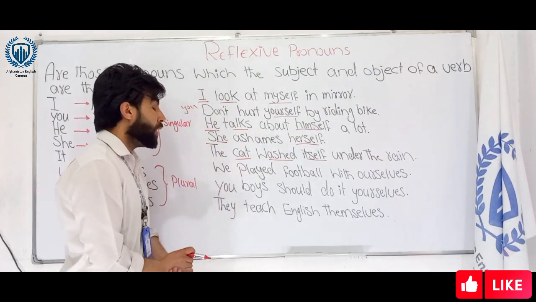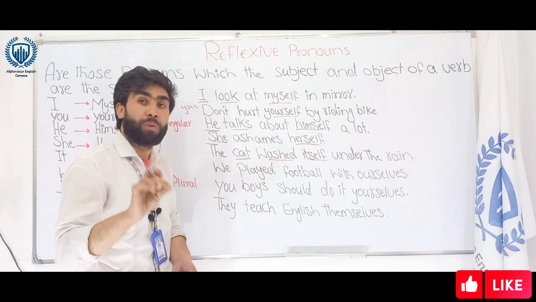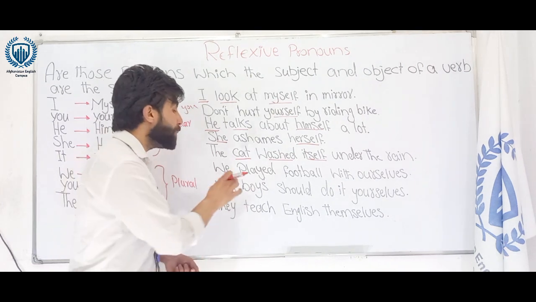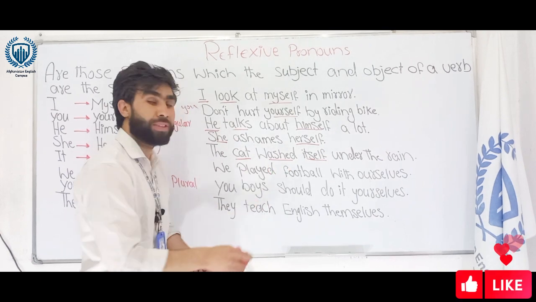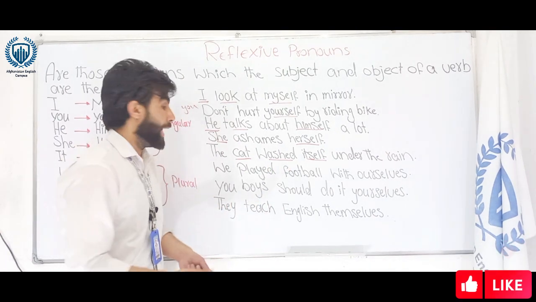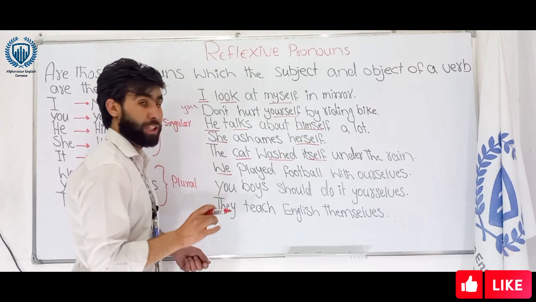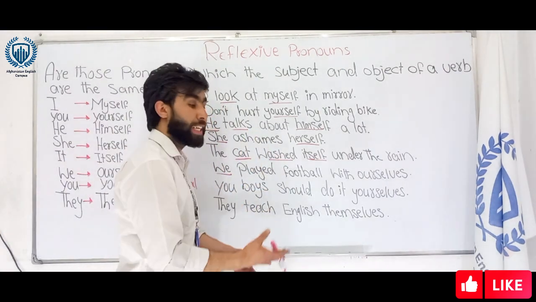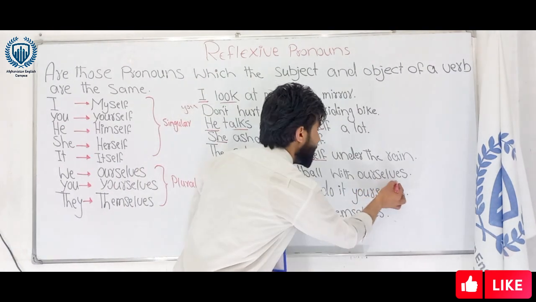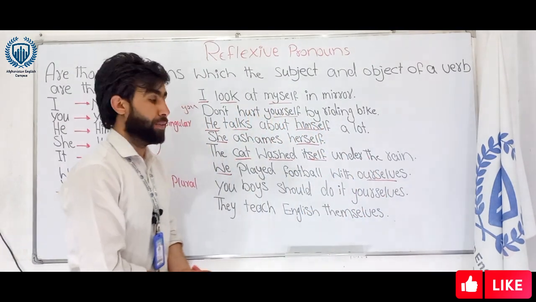The next sentence, we played football with ourselves. We played, ما بازی کردیم football with ourselves همراه خودمون. In this sentence, we is the subject. We did it. ما این کار انجام دادیم. Played, بازی کردیم. And ourselves is the reflexive pronoun.